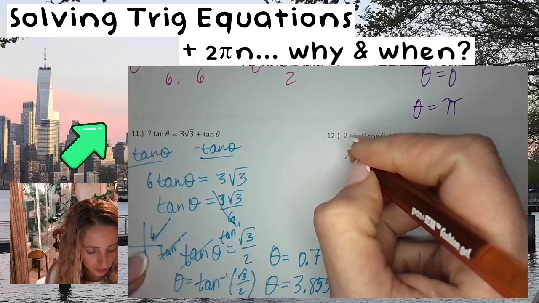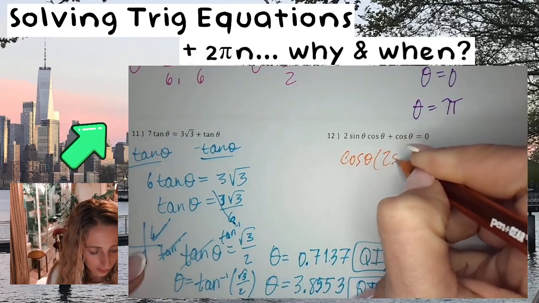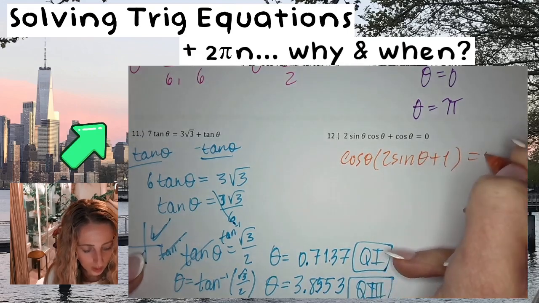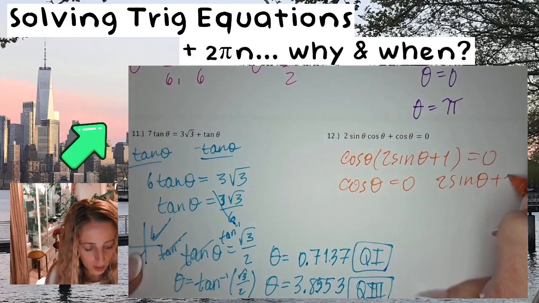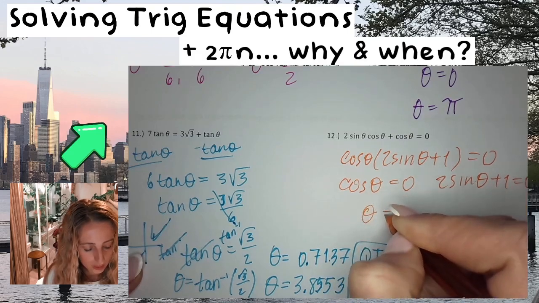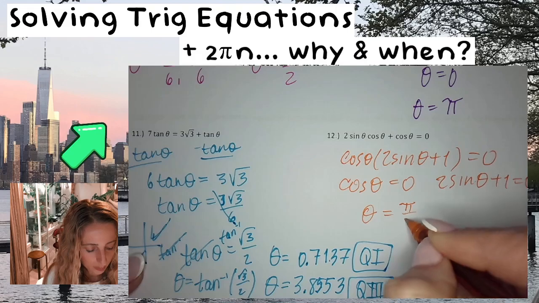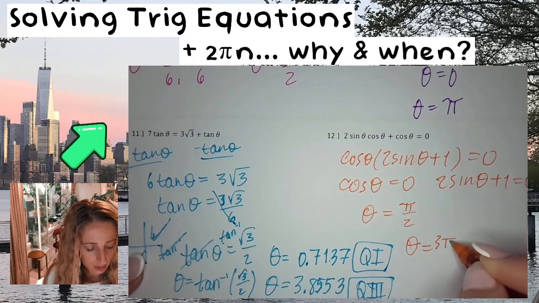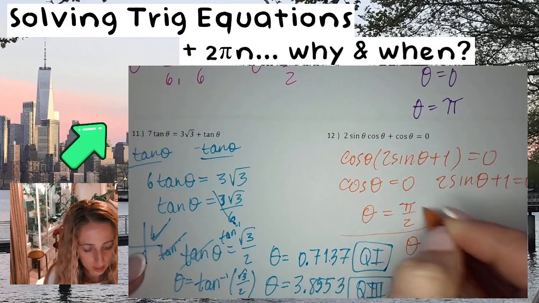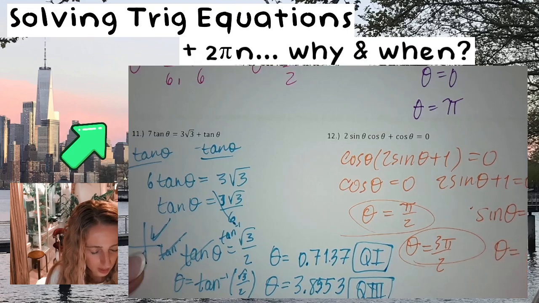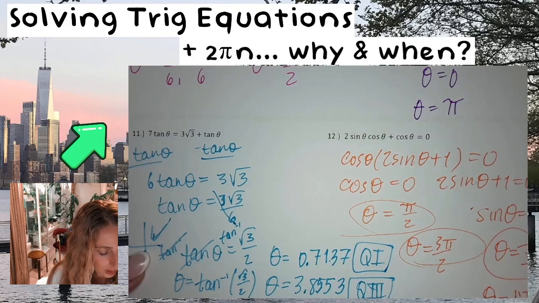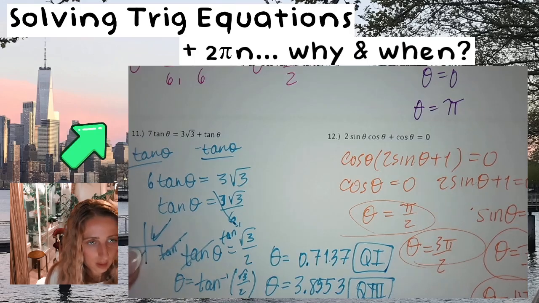Here, I'm going to factor GCF, so cosine theta can come out. What's left is 2 sine theta plus 1 is 0. Zero product property, set that equal to 0, and 2 sine theta plus 1 equals 0. Where does cosine equal 0? Cosine equals 0 at pi over 2, and cosine equals 0 at 3 pi over 2. So I have 2 answers, 1 and 2. And then 2, subtract 1, divide by 2. So sine theta is negative 1/2 when theta equals 7 pi over 6, and when theta equals 11 pi over 6.